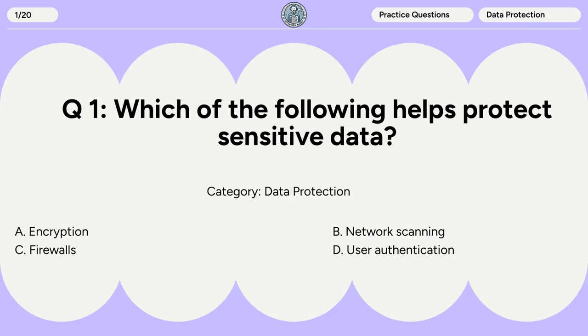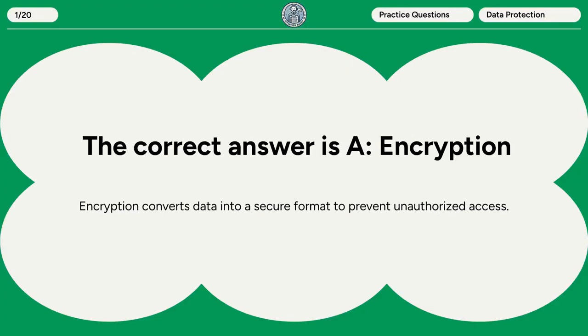Question 1. Which of the following helps protect sensitive data? A. Encryption. B. Network scanning. C. Firewalls. D. User authentication. The correct answer is A. Encryption. Encryption converts data into a secure format to prevent unauthorized access.